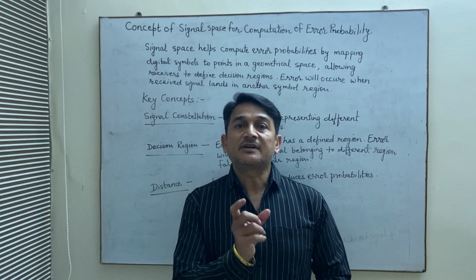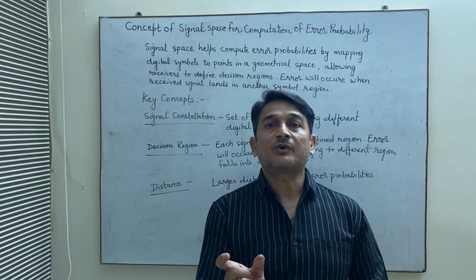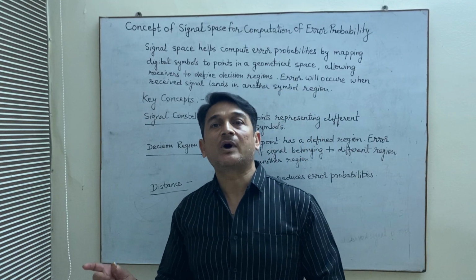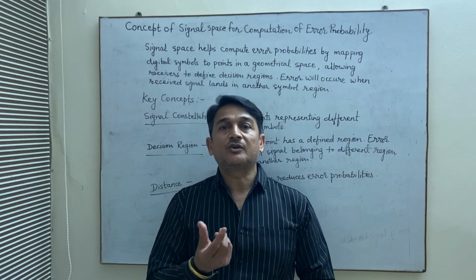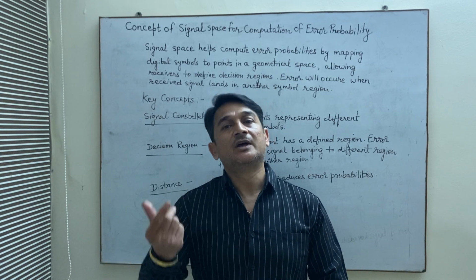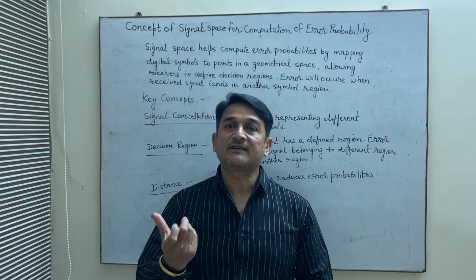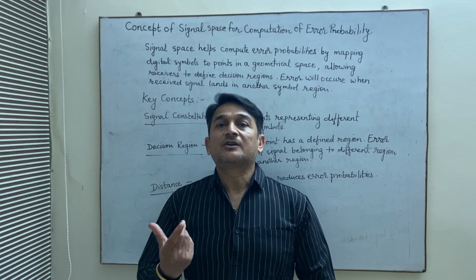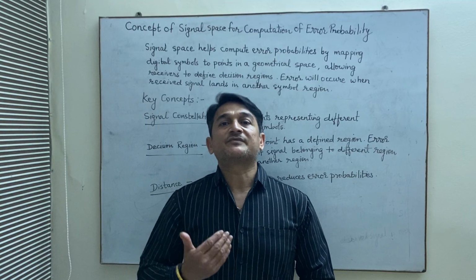Suppose there is a transmission of bit 0 and bit 1. There is a space for bit 0 and a space for bit 1. If these two bits get combined, you will get four different symbols, that is 00, 01, 10 and 11. These four different symbols will occupy different signal spaces. This is how you can understand the concept of signal space.